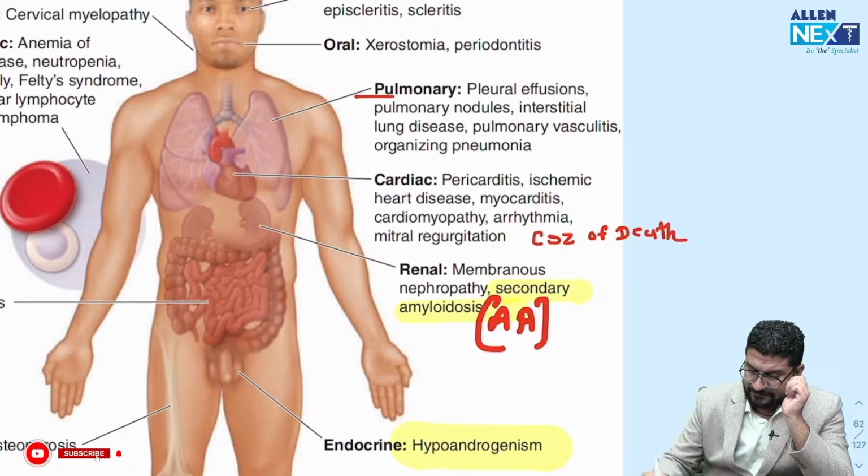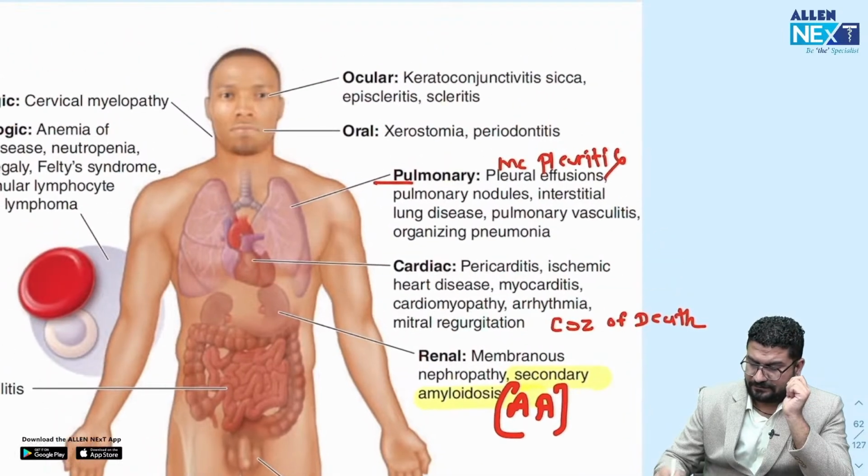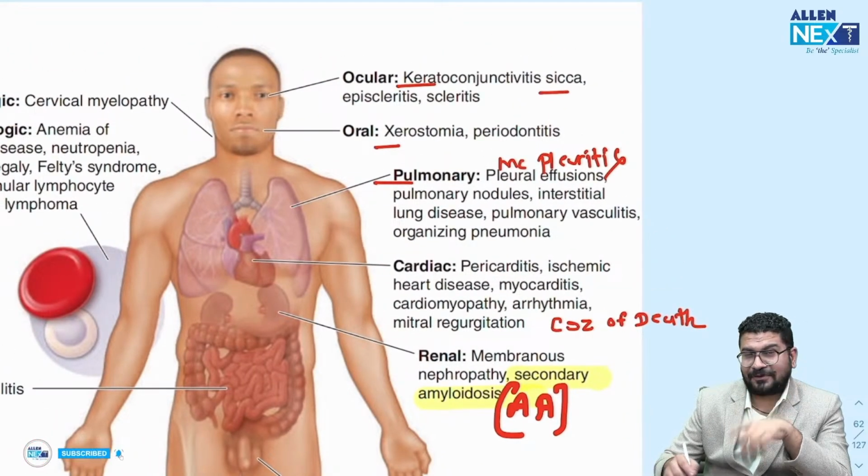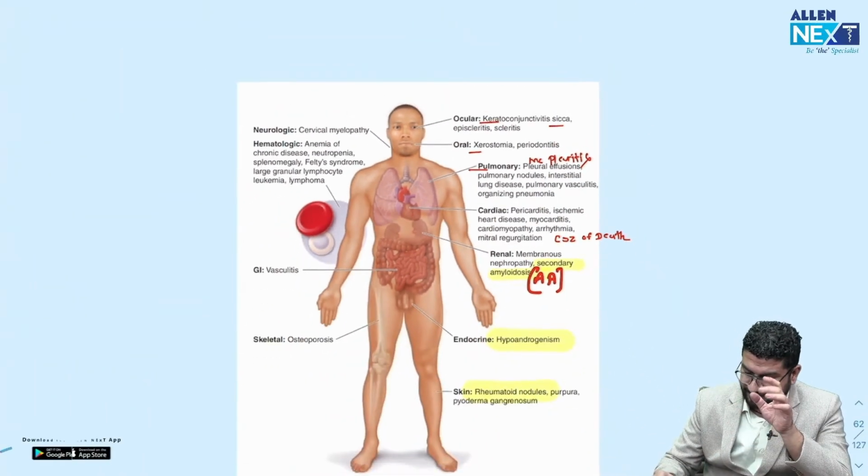There will be pulmonary manifestation. So most common will be pleuritis. Again, it's a very good photograph given in Harrison. There can be xerostomia, secondary Sicca syndrome, keratoconjunctivitis. Again, most common cause of secondary Sicca will also be rheumatoid arthritis.